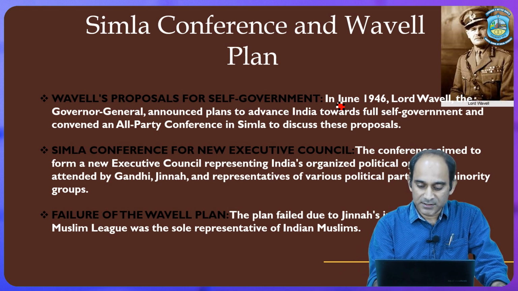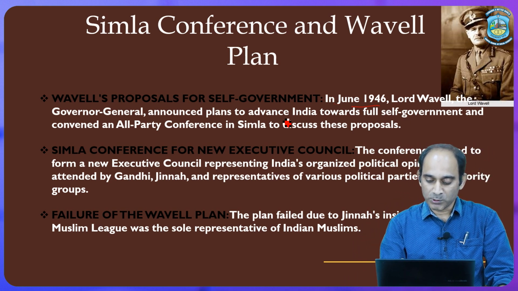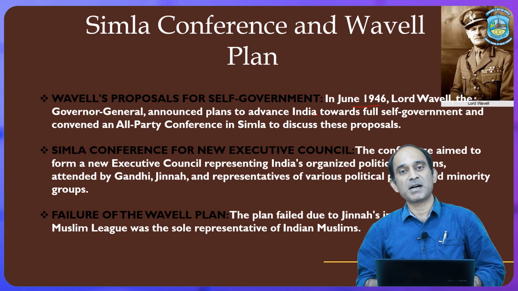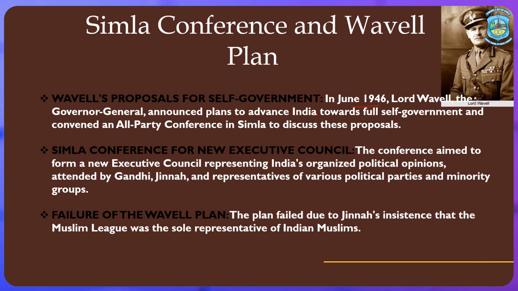The Britishers again took an initiative. In June 1946, Lord Wavell, who was then Governor General, announced plans to advance India towards full self-government and convened an all-party conference in Shimla to discuss these proposals. The main aim of this conference was to form a new executive council representing India's organized political opinions. It was attended by Gandhiji, Jinnah, and other representatives of various political parties and minority groups. This plan also failed, especially because of Jinnah's insistence that the Muslim League was the sole representative of Indian Muslims.